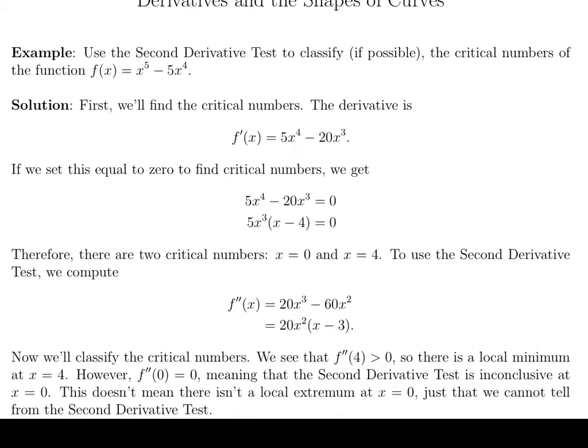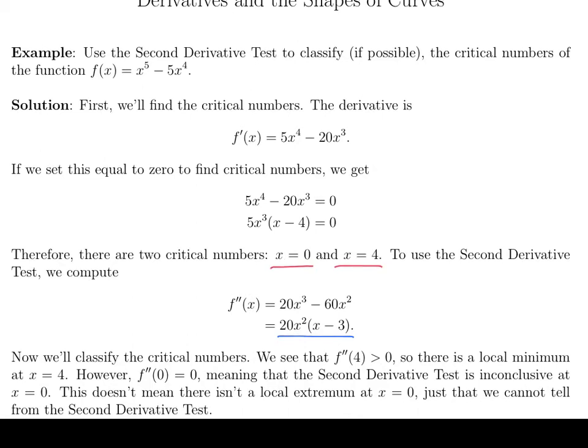Now we can classify our critical numbers, which were 0 and 4. We'll do this by plugging those critical numbers into the second derivative. We're just trying to see if the second derivative is positive or negative. We don't really care beyond that. So if we plug a 4 into this expression, it's pretty easy to see that we're going to get a positive number. Don't really care what the positive number is. That means the curve is concave up at that point, so there's a local minimum at x equals 4.